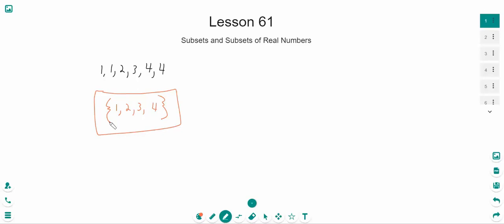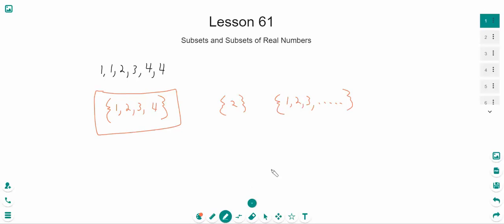So remember they have to be enclosed by braces, and we can't have a set that has multiple ones in it or multiple twos in it. Each one has to be unique. Okay, and there may be, in this case, 4 members to the set. There may be 1 member to the set. There may be infinite members to a set. All of those would designate different kinds of sets. So that's just a really quick review on what a set is.